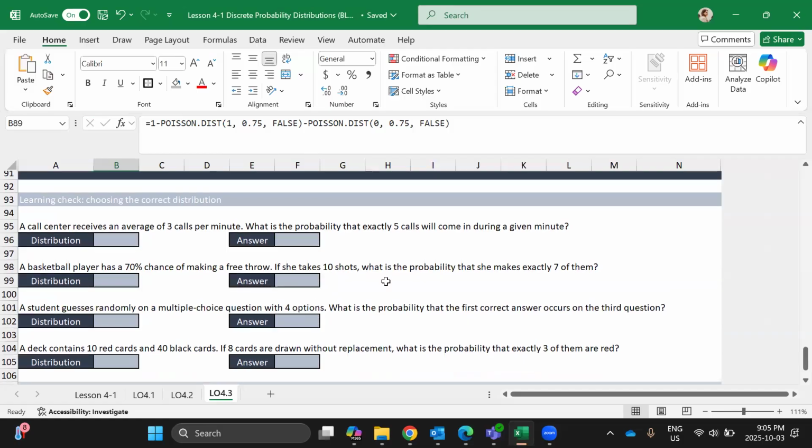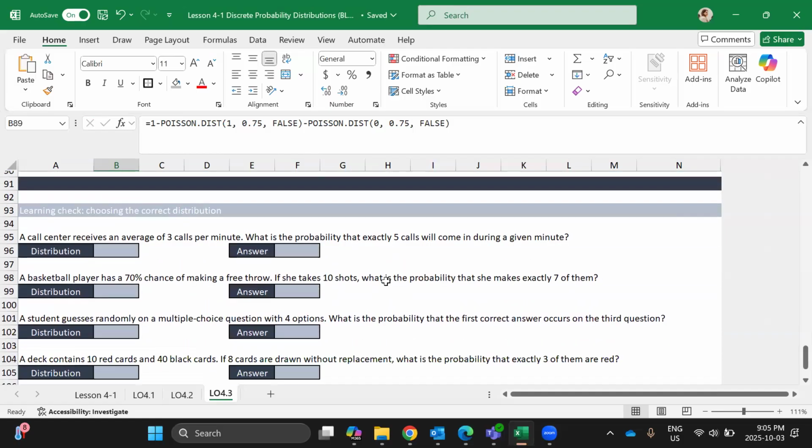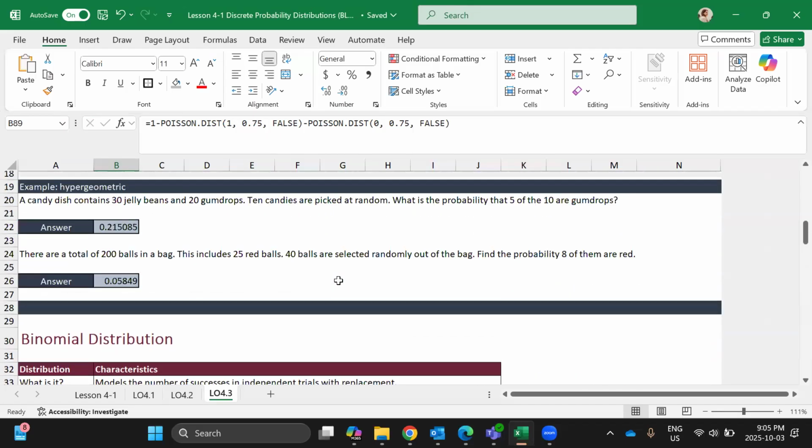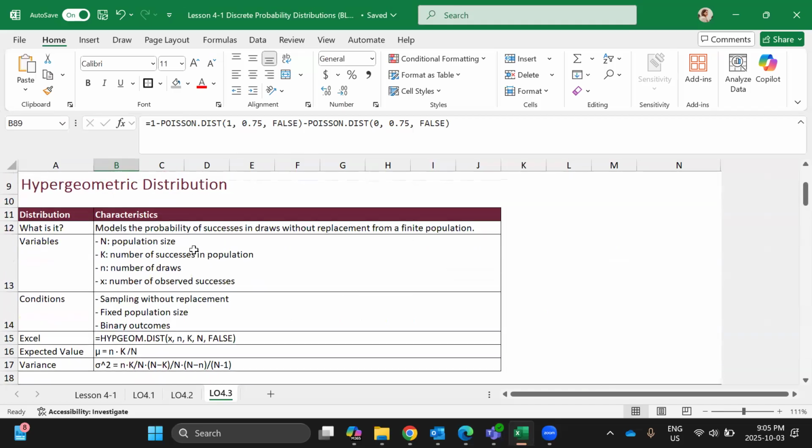So I know we went through a lot of distributions, but I have some learning check questions to help you recap which one to use when. Some quick tips I have before you try them out: for the hypergeometric, look for a population size and you won't be given any kind of probability percent.